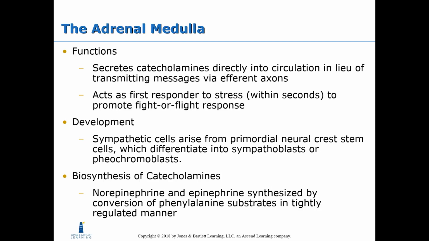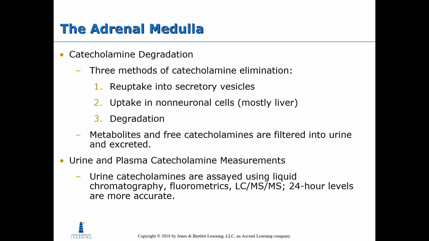Biosynthesis of catecholamines: norepinephrine and epinephrine are synthesized by the conversion of phenylalanine substrates in a tightly regulated manner. Catecholamine degradation. So there are 3 methods of eliminating catecholamine. We have this fight or flight response, and it is supposed to be very fast, and we need to be able to stop it. So the way that we stop it is reuptake into secretory vesicles, uptake into non-neuronal cells, mostly into liver cells, or degradation. Metabolites and free catecholamines are filtered into the urine and excreted.